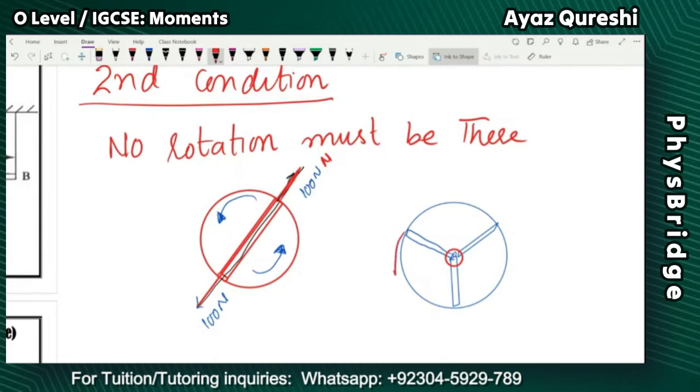That is why if it rotates like this, it means that the body has some rotation in it. So please remember one thing, that when a body has rotation, then it will have no equilibrium at all. Rotation yes, equilibrium no. They cannot be at the same time.